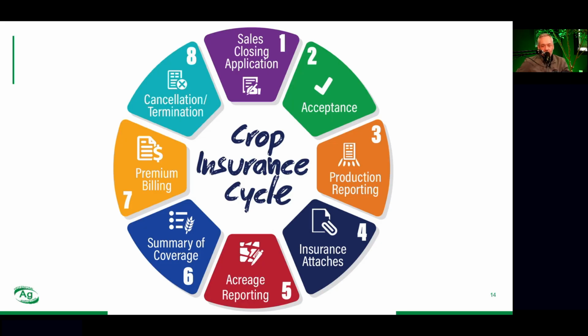Also, if you're going into the next cropping season and you've added land, having the production reporting date later in the month of April allows us to establish a yield on that added land. Number 4, insurance attaches. With crop insurance, insurance will attach when that seed is in the ground. So in our part of the world, April and May is when most of our insurance is going to attach, when we're planting our crops. And then number 5 is acreage reporting. The acreage reporting deadline is July 15th for our spring crops in our areas.